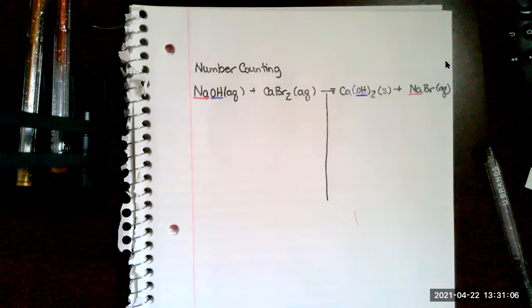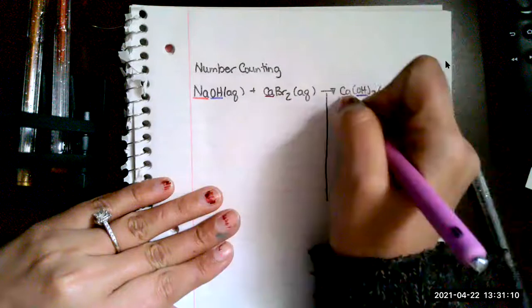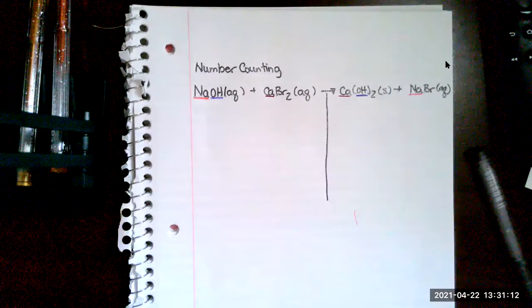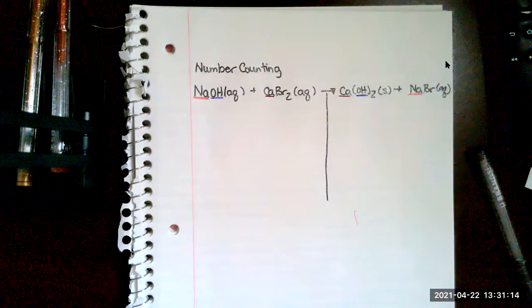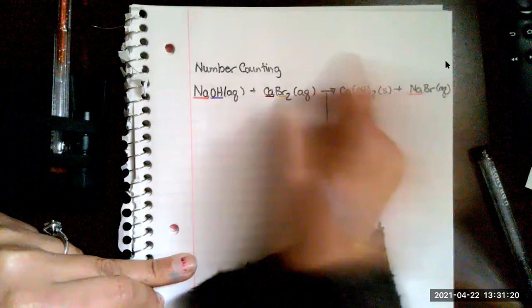Calcium is standalone, so I'm going to go ahead and underline that as a standalone. And then bromine is standalone, and I'm going to underline that with this nice orangey color. I'll do that over here.